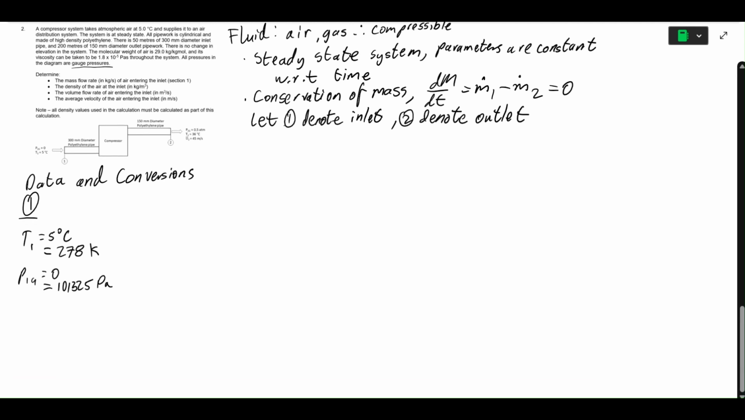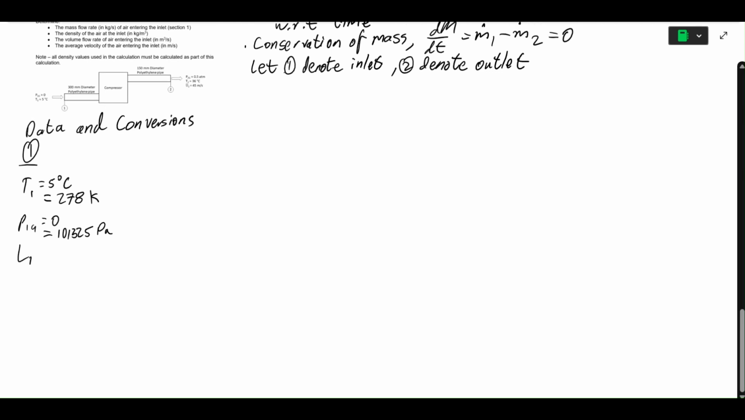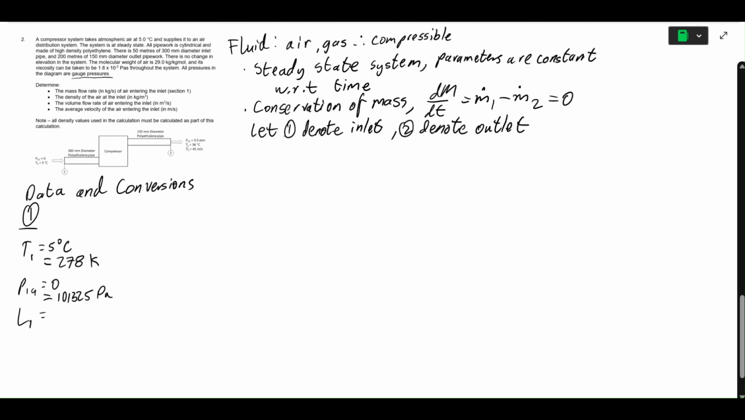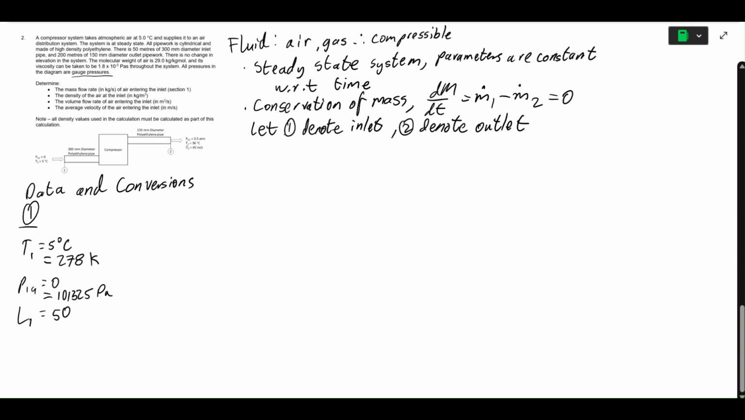Our pipework is cylindrical, we can use that to work out area. We don't really care that it's made of HDPE at this point in time. Okay, we'll go L1 is equal to, what was it, 50 meters? 50. And the diameter is equal to 300 mils, which is 0.3 meters.